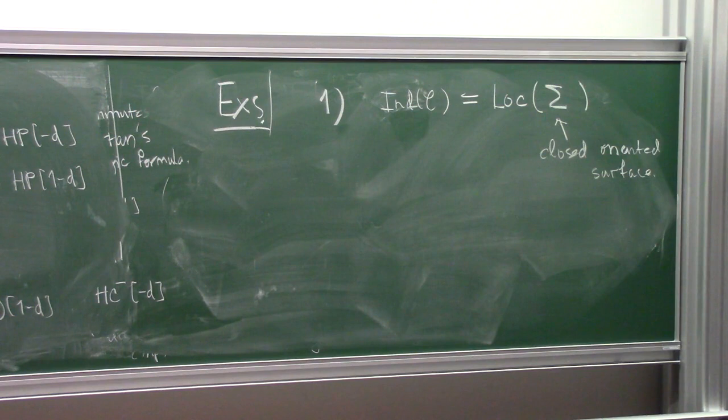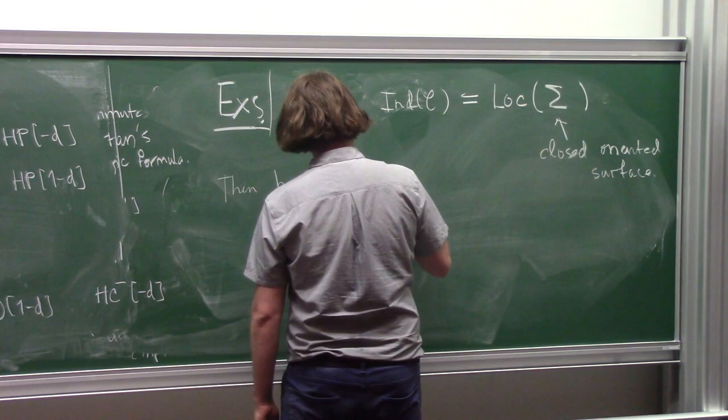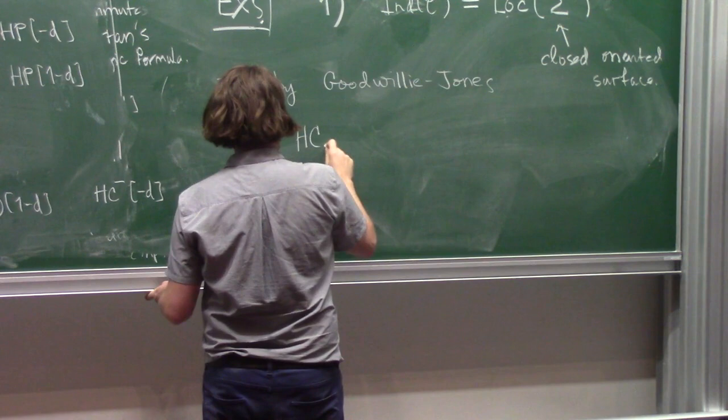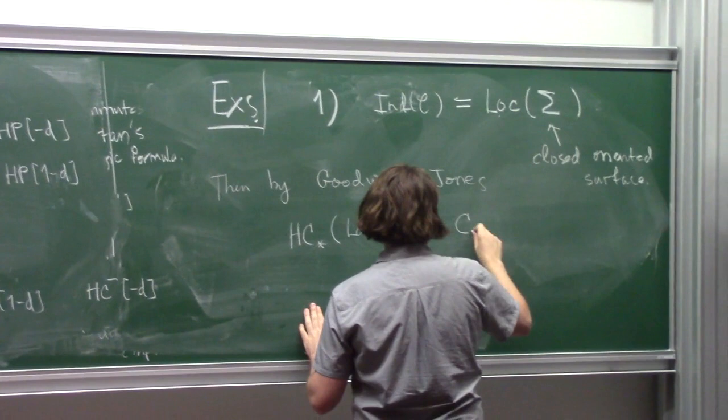Then, my good friends Willie and Jones, they computed Hochschild and cyclic homology of this category. Right, so this is what? Local systems on sigma. This is equivalent to equivariant chains of the free loop space of sigma.